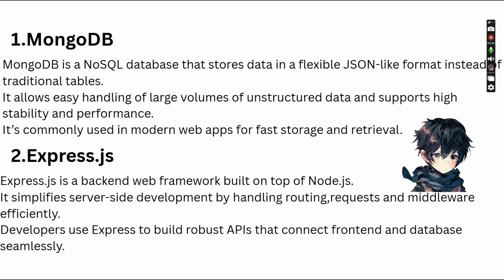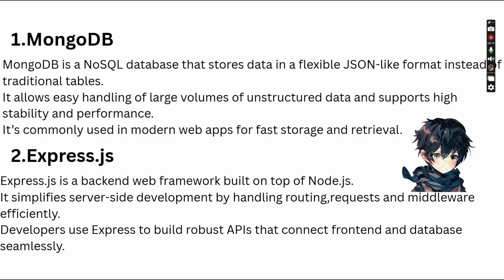And here comes the MERN Stack things, MongoDB. MongoDB is a NoSQL database that stores data in a flexible JSON-like format instead of traditional tables. It allows easy handling of large volumes of unstructured data and supports high stability and performance. It's commonly used in modern apps for fast storage and retrieval.